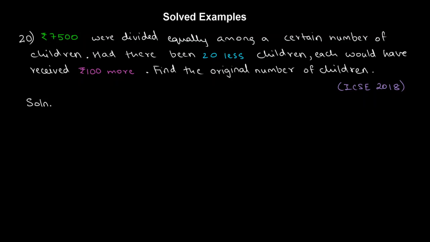Rupees 7,500 were divided equally amongst a certain number of children. Had there been 20 less children, each would have received rupees 100 more. Find the original number of children.